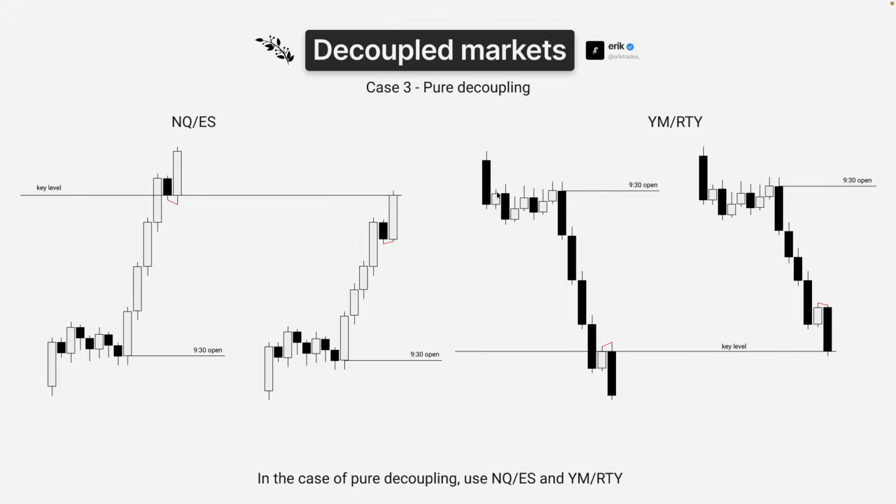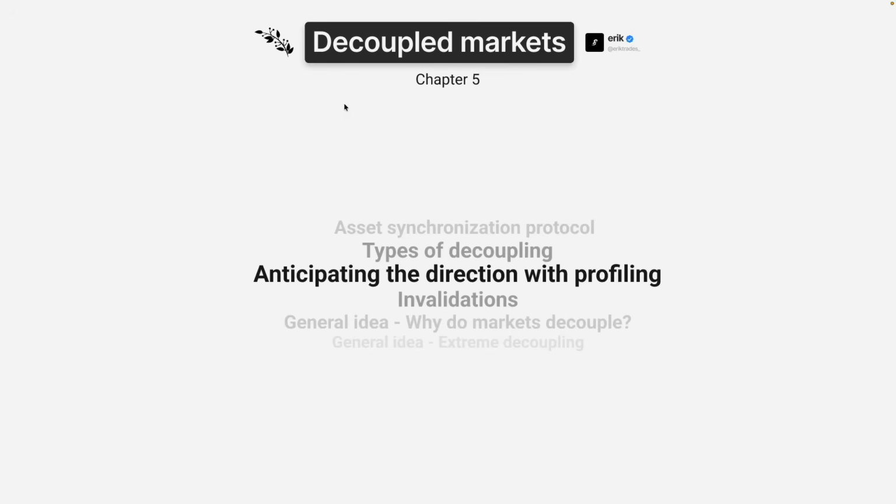Kind of the same thing with YM and RTY. This is like one scenario, right? So if this is just expanding higher, this is just expanding lower, I can trade either RTY or ES, right? That makes sense? Okay. Our chapter 5, guys, you have anticipating the direction with profiling.